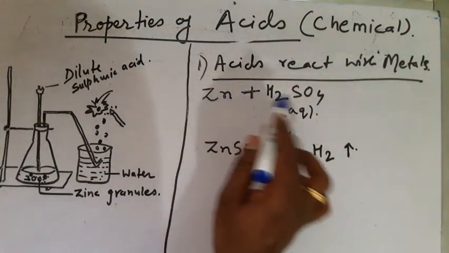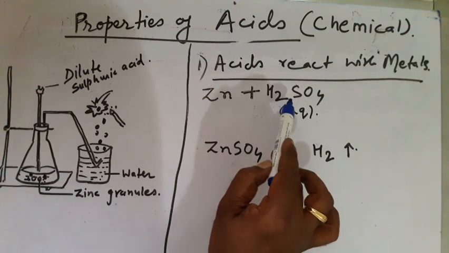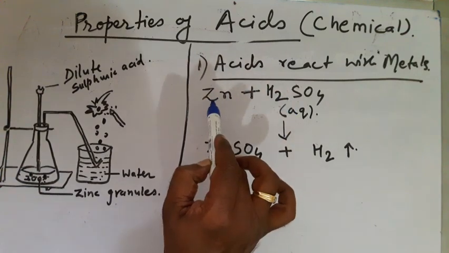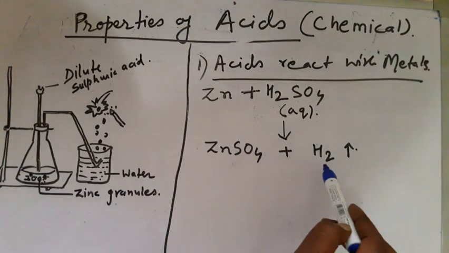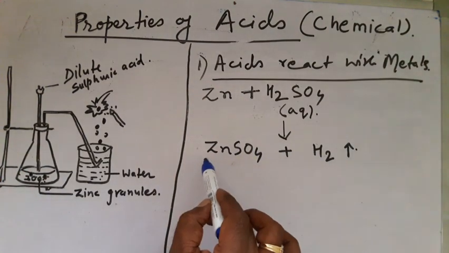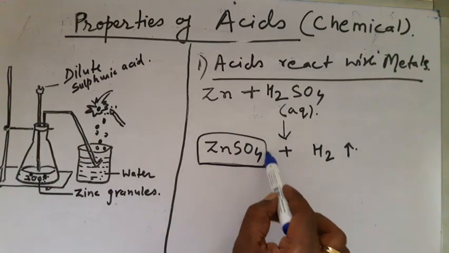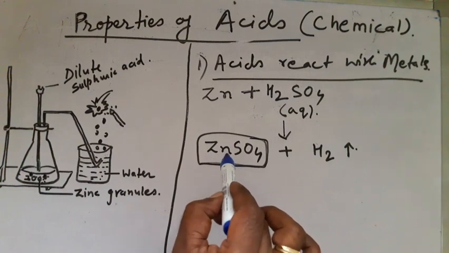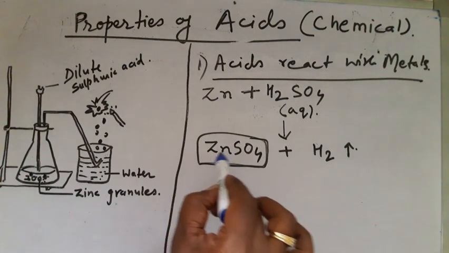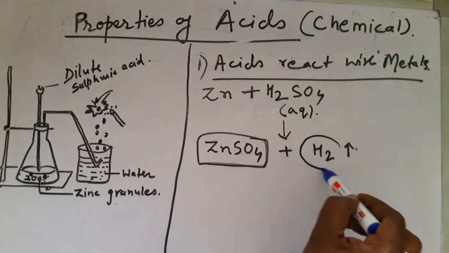So this reaction shows that acid generally reacts with metals and forms its salt as well as hydrogen. So the first learning: you should know that zinc sulfate is a salt. ZnSO4 is a salt and hydrogen is a gas.